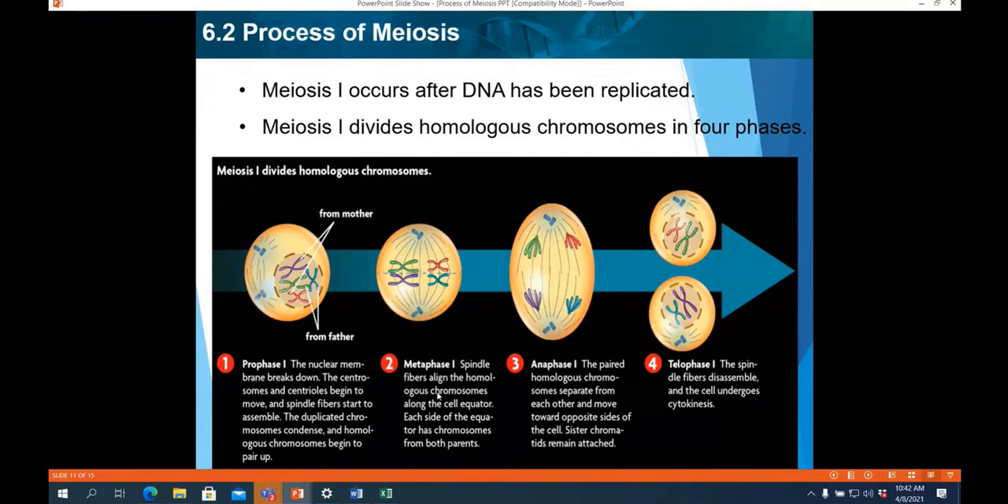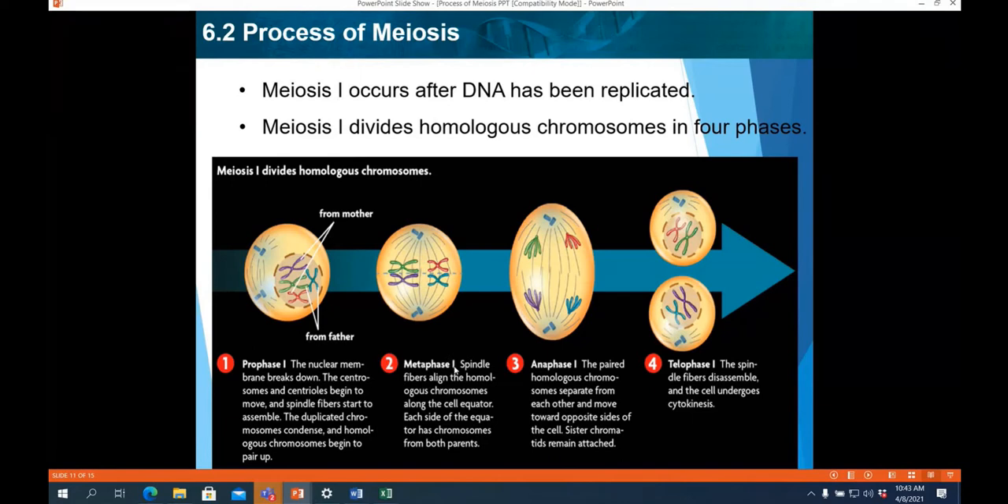Now moving on to stage 2, which is metaphase 1, the spindle fibers align the homologous chromosomes in the center of the cell, known as the cell equator. Aligning meaning holding them in place. And then each side of the equator has chromosomes from both the parents. These homologous chromosomes which paired up in prophase 1 now are aligned like this, each one from each parent. So these 2 you can consider from father and these 2 from the mother.